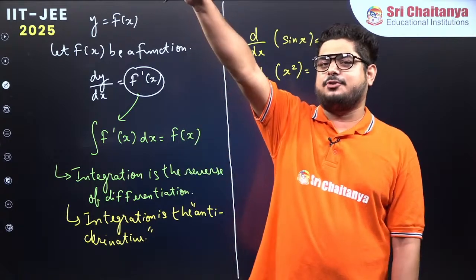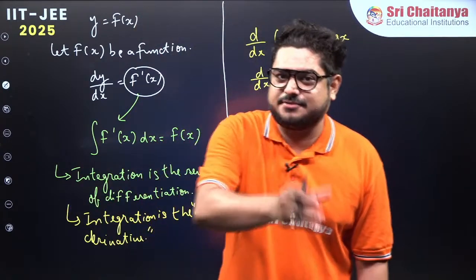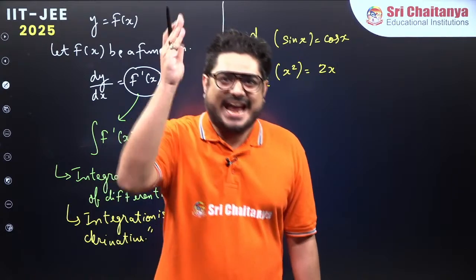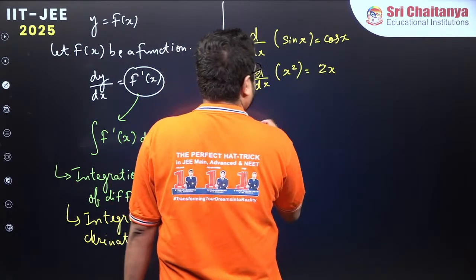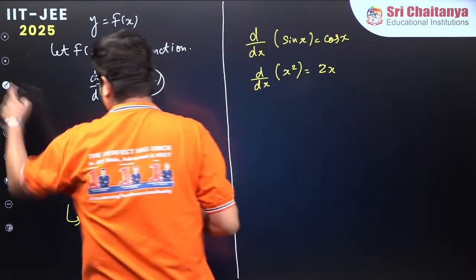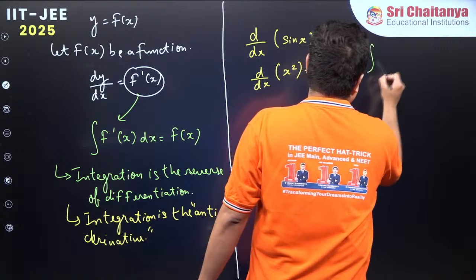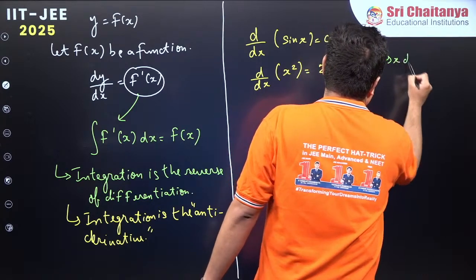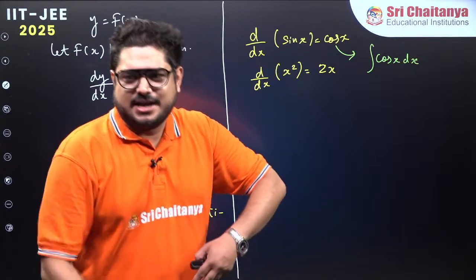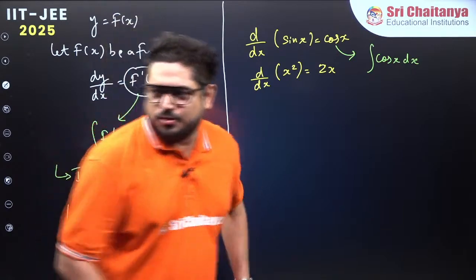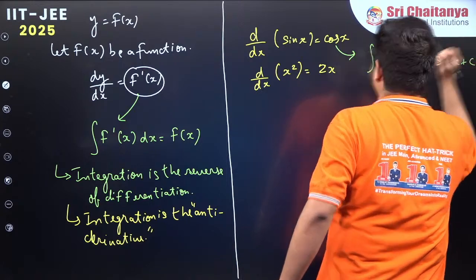Now what I am going to do is integrate these functions, the derivatives, with respect to dx, because x is the variable over here, isn't it? So let's do it with the first example. If I integrate cosine of x with respect to dx, I can write that it is going to be equivalent to sine of x plus some constant c.